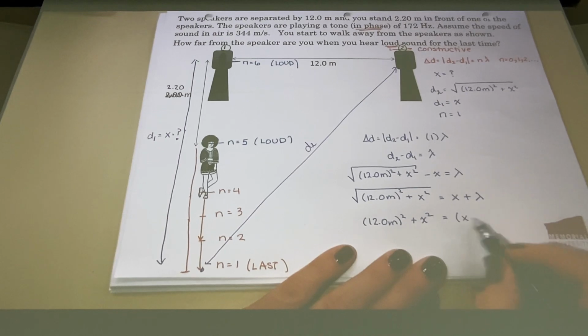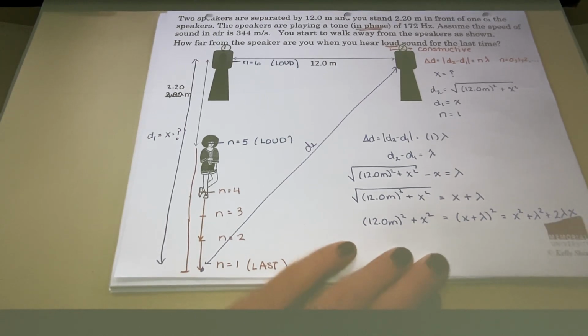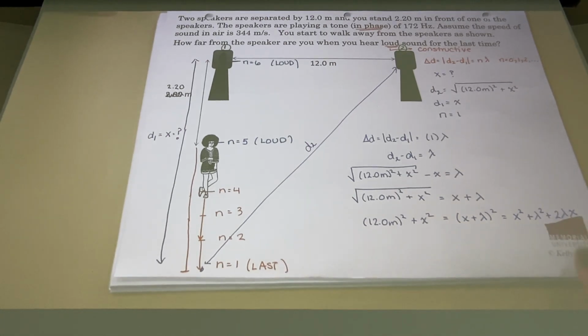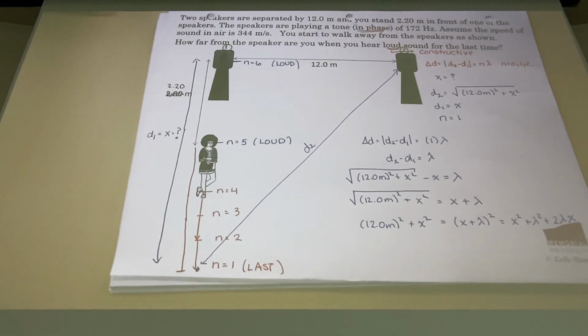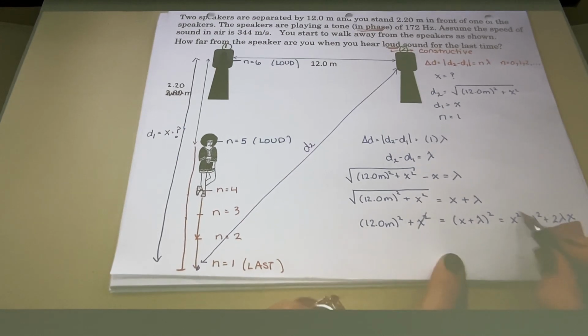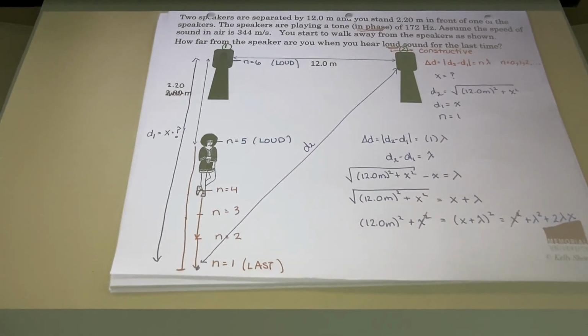So x plus lambda squared, that's x squared plus lambda squared plus 2 times lambda times x. Okay. Sometimes people forget this 2 lambda x term. Just make sure you're on top of your algebra as you go through it. Something that's nice in this equation is that I've got x squared on this side, x squared on this side. So those x squareds are gone. That makes our algebra a little bit easier.